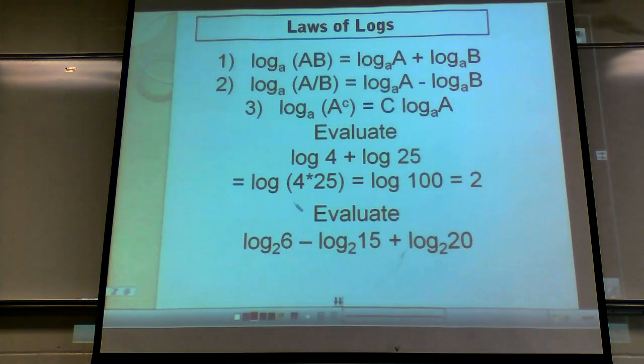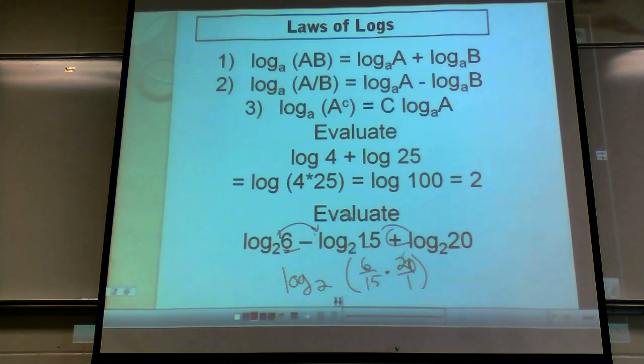If I was doing this one, the first thing I would notice is all the bases are the same. So since all the bases are the same, I can combine these into one log. Here I have subtraction. If I take these two that are subtracted, that's the same as dividing those numbers, the 6 and 15. And then if I add something else to it, the base is the same, and I see a plus, that's the equivalent of multiplying. So I can put all those together as 6 divided by 15 times 21.